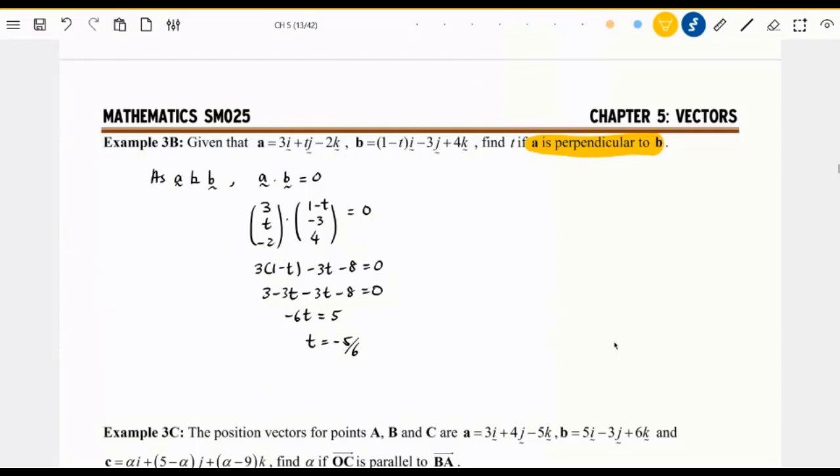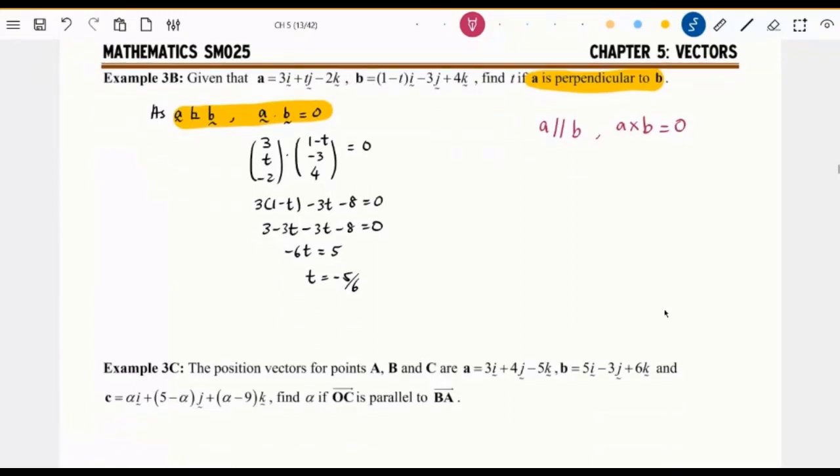So you have to remember whenever we have A perpendicular to B, it means we have these properties, which is A dot B equal to 0. So dot product antara dua vektor ini, by column matrix, and then we simplify, we end up with T equal to negative 5 over 6. Okay, so kalau dia kata parallel, it means we use A cross B equal to 0. Okay, alright, so that one 3B.